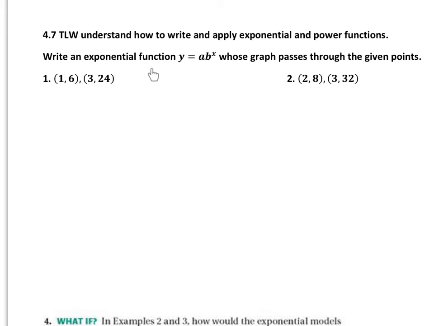It says, write an exponential function, y equals a times b to the x, whose graph passes through the given points. Okay, so if I set this up, I can say 6 equals a times b to the first. Or I could set up 24 equals a times b to the third.